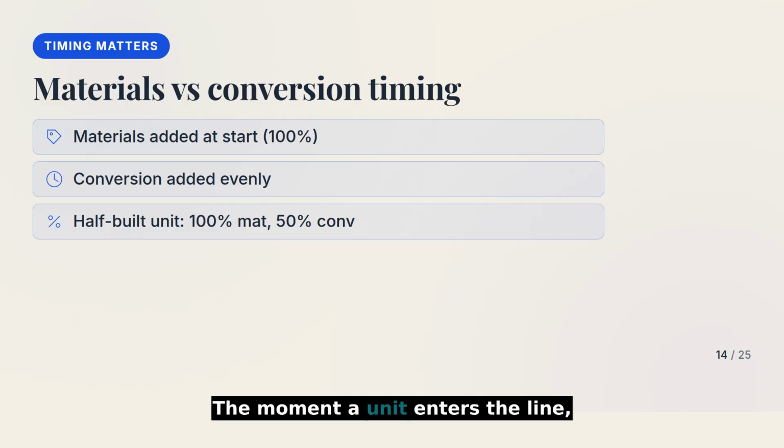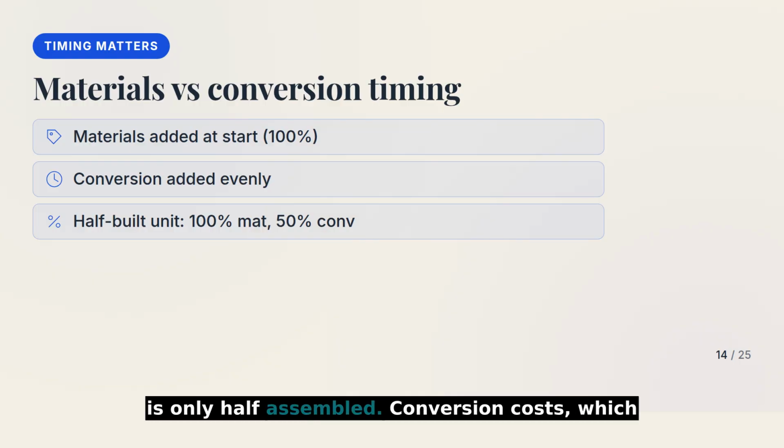The moment a unit enters the line, it has 100% of its material content, even if it is only half assembled. Conversion costs, which include labor and overhead, are added evenly through the process. So a half-assembled unit is 100% complete on materials, but only 50% complete on conversion. You will see this assumption baked into almost every exam problem.